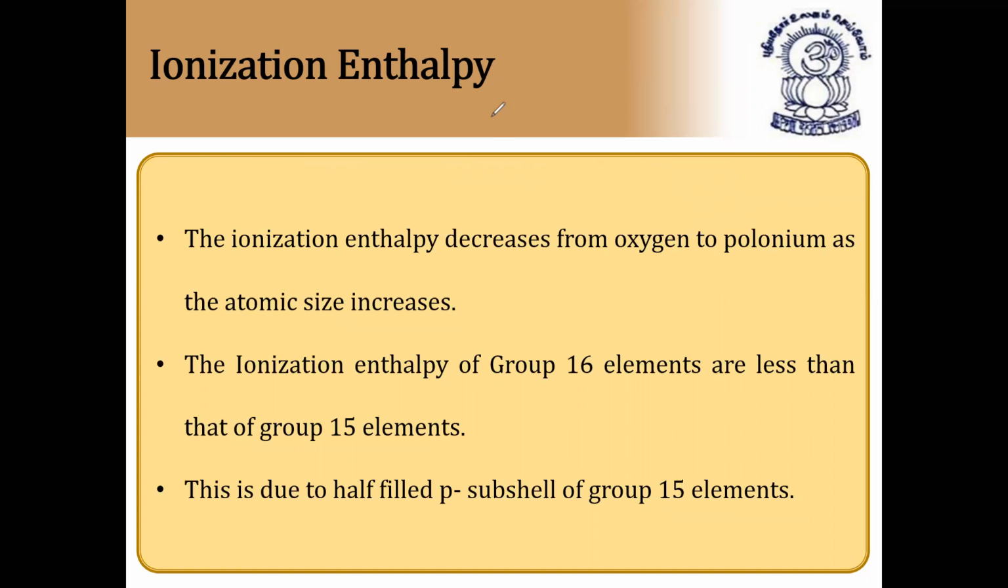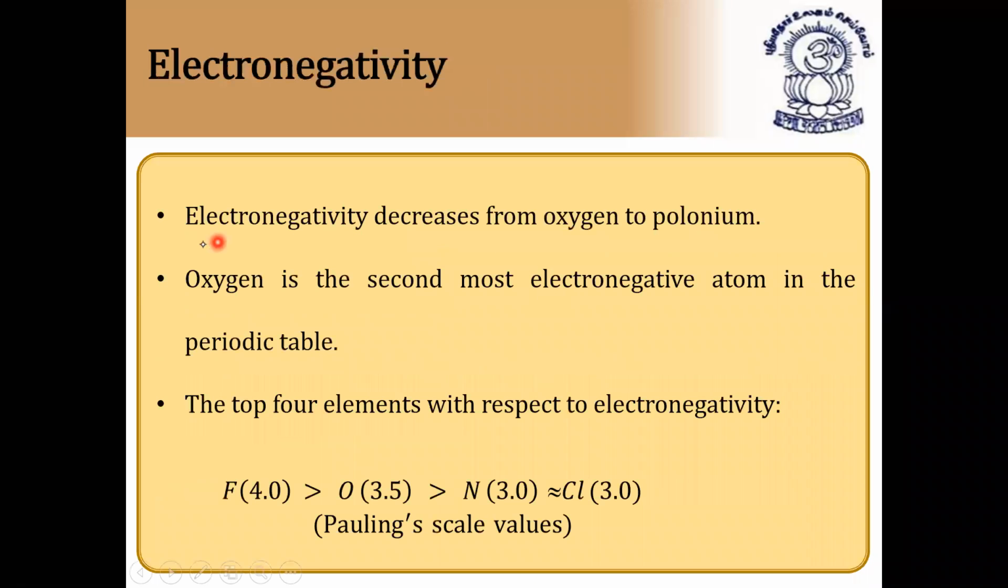Next, electronegativity. Electronegativity decreases from oxygen to polonium because oxygen is a non-metal. Sulfur is also a non-metal. Selenium and tellurium are metalloids, and polonium is a metal. So automatically for non-metals, electronegativity is more. That's why electronegativity decreases from oxygen to polonium.